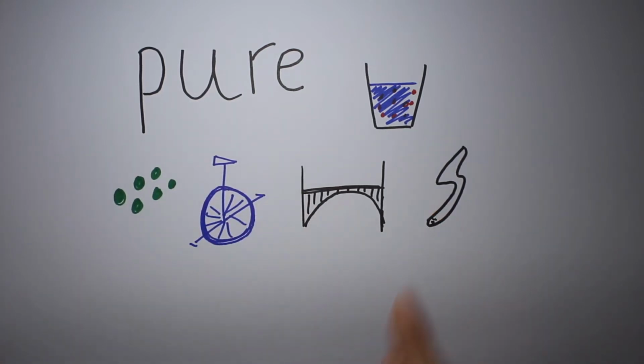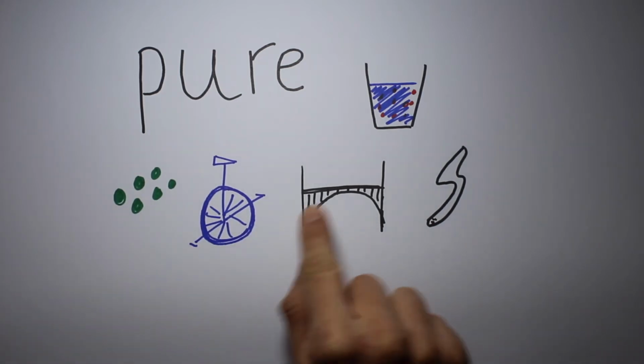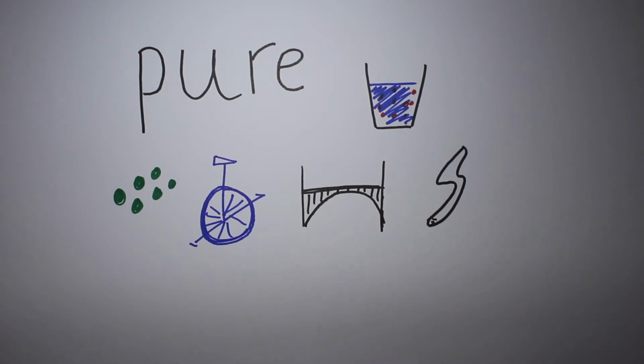Now, to remember the spelling, we make a story which includes each one of these pictures. The first one is peas, then a unicycle, then an arch and an eel. The best stories, the ones you can remember, are the ones which are interesting and funny and something different.